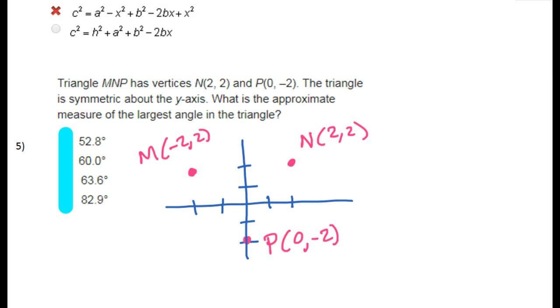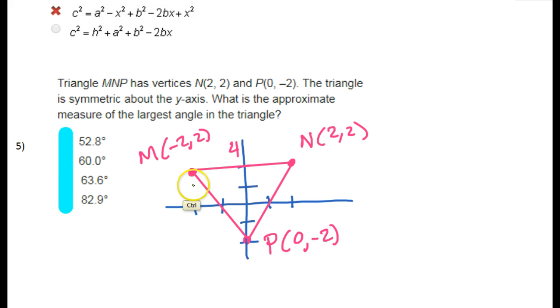Okay, so we have this triangle, which I'm going to draw. Now, this side here at the top, we know has a length of 4. So we might as well go ahead and put that down because we know it. That's 4. So what's the approximate measure of the largest angle in the triangle?